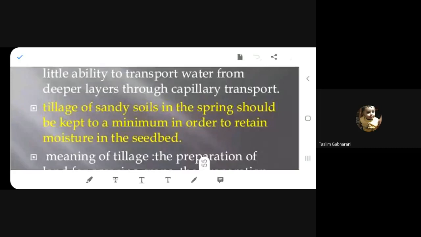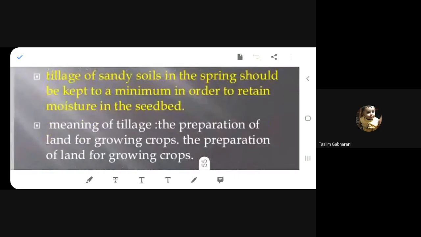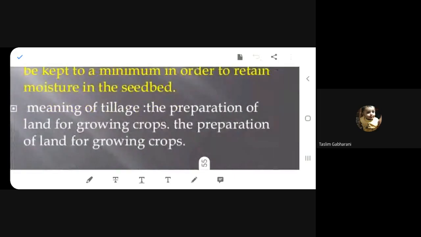Now, if you really want to make a seed bed of sandy soil, there are some places where we are doing agriculture on sandy soil. So it should be done during spring so that the moisture can be retained in the seed bed. What actually is the meaning of tillage? It is that we are making the land ready for sowing the seeds or for growing the crops. That is called tillage.